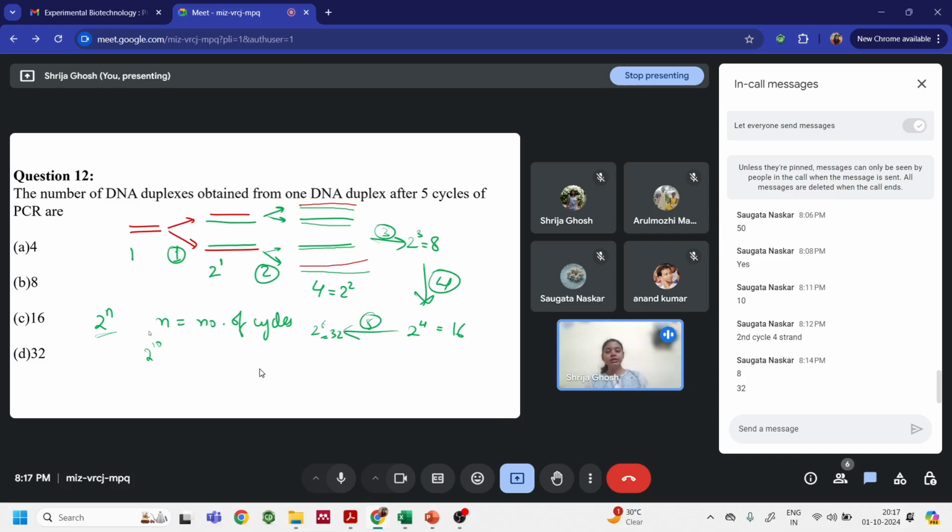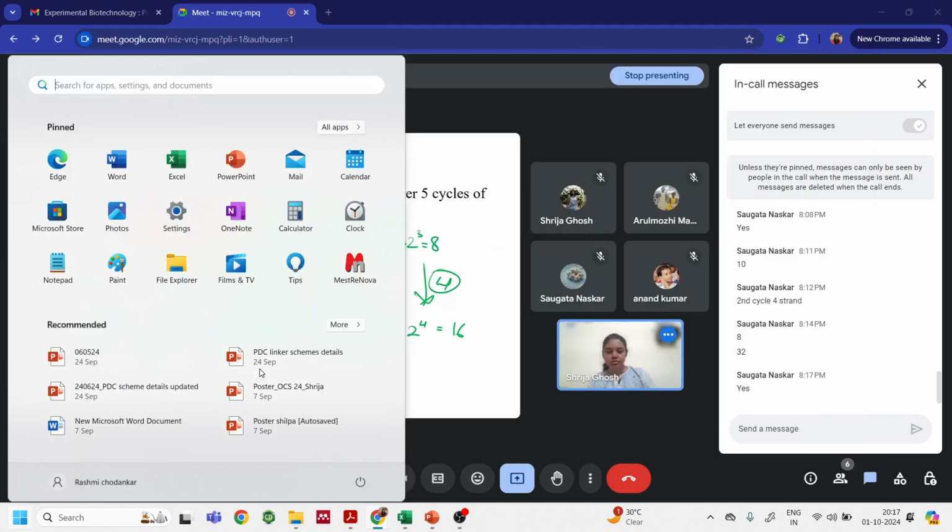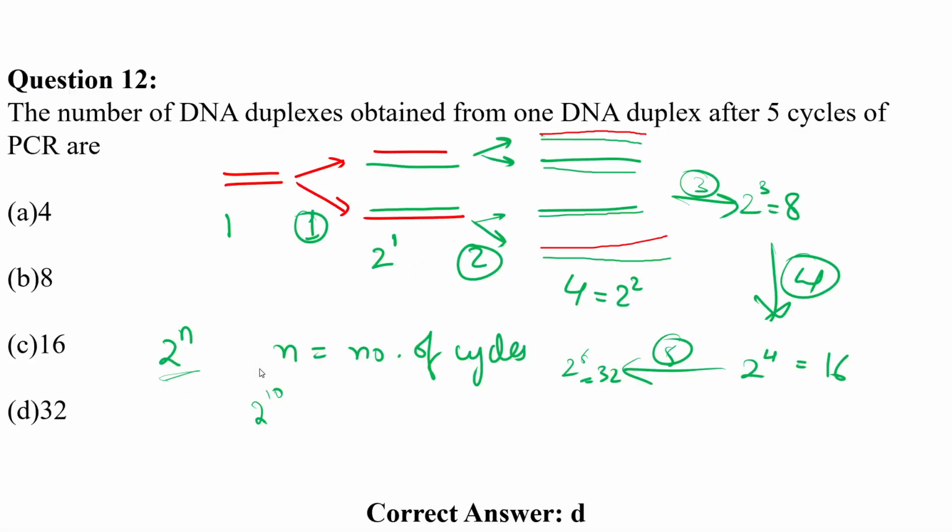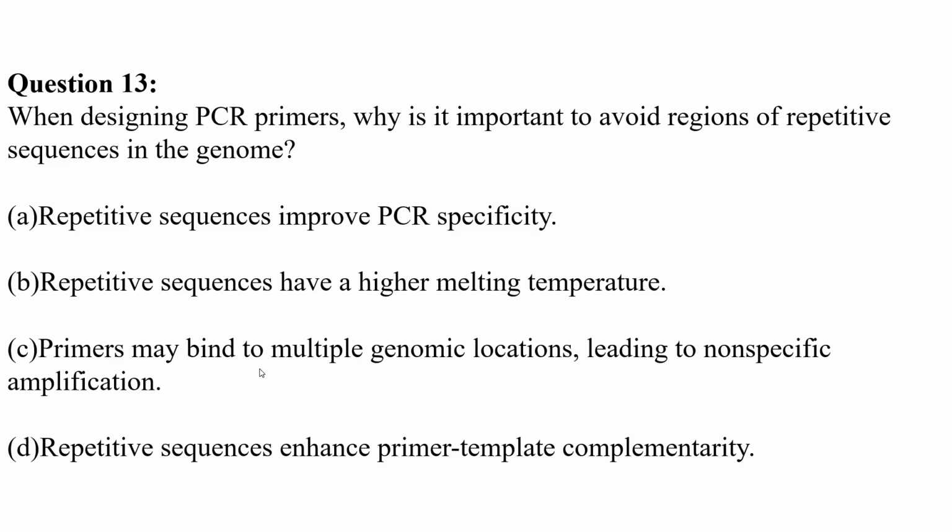Is this clear? So that is why, whatever the number of cycles is given, you just have to basically take 2 raised to the power of the number of cycles you have to calculate for that. Okay. So option D is the correct answer, 32. I'll move to the next question now, question number 13.